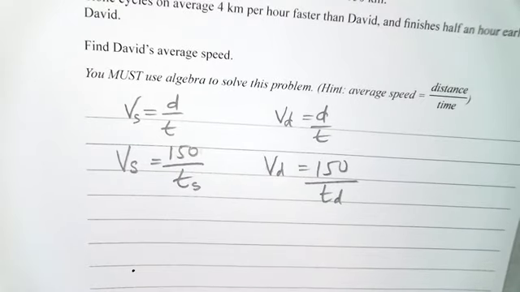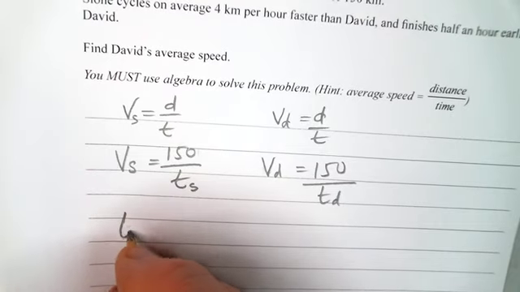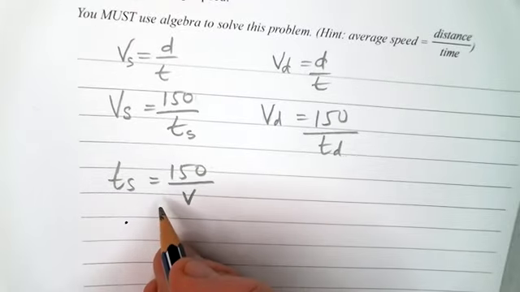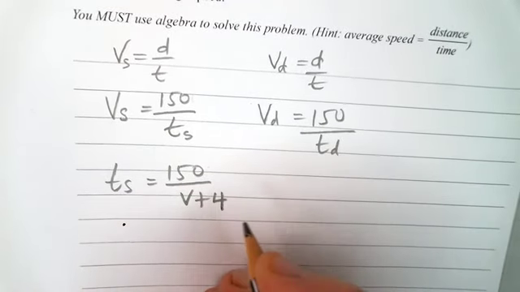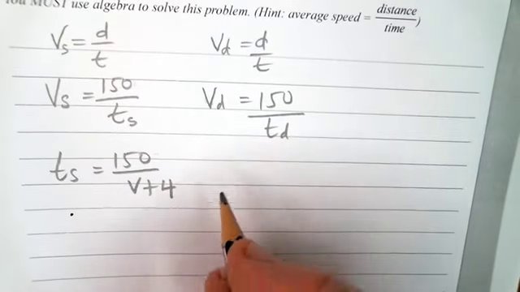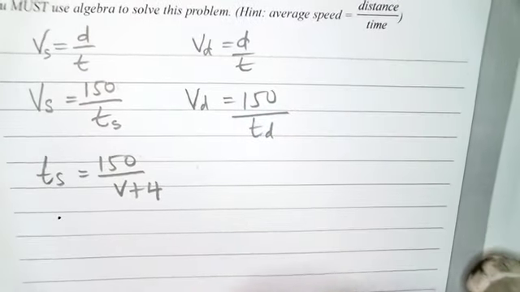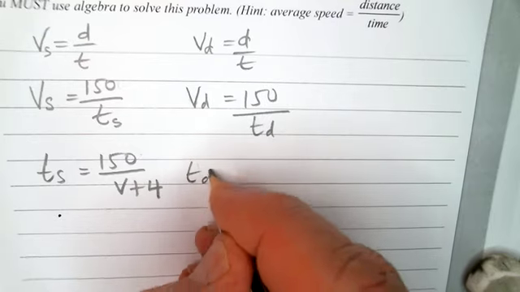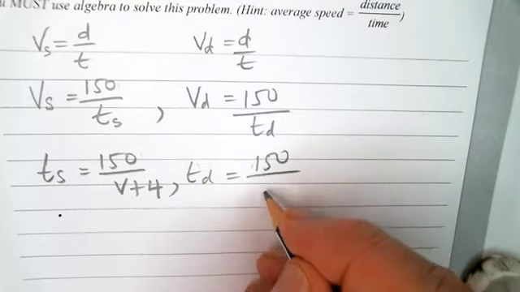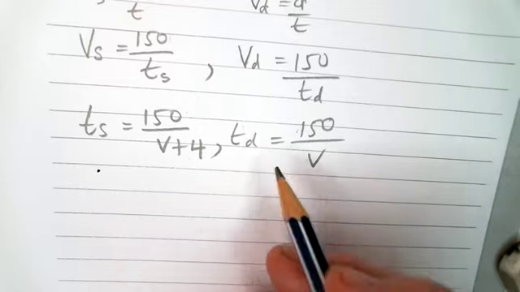But we do know that if we were to look at it in terms of time, let's do that now. So time for Sione is equal to 150 over his velocity, and the velocity is the same, by the way, except we know we're going to tack on 4 extra k's to this one because he's 4k faster than David. So let's make this 4, and let's make time, in fact, for David. Time for David is 150 over velocity. This velocity is 4 more than this one.